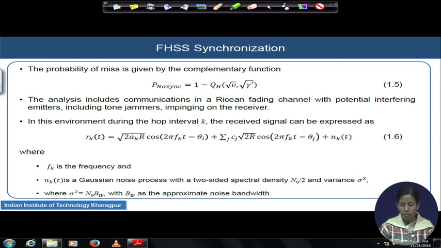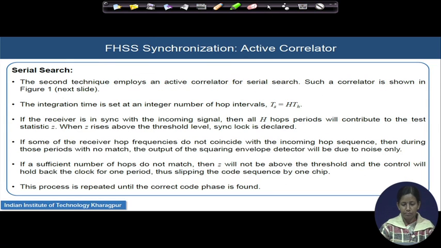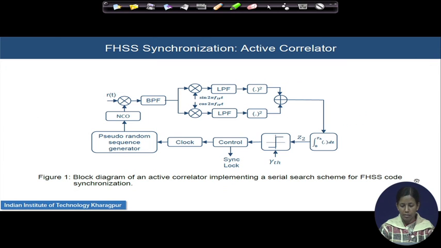So, with this recap, we will enter into the second mechanism of code acquisition in FHSS, which is called the serial search. This serial search employs active correlators. We understand that the matched filter is a passive correlator based architecture, and now we will go ahead with an active, serial search correlator based search mechanism. Such a correlator can be observed in the next slide. Here is the active correlation architecture.